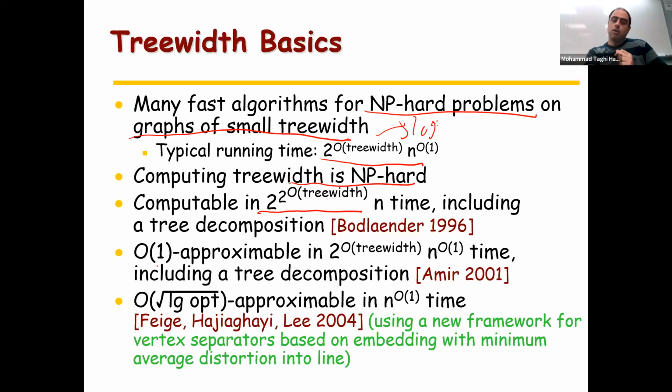And we don't know. If you want to get an order 1 approximation, actually you can get 2 to the Treewidth times n to the order 1. If you want to get a constant factor, you can actually do that. And both of them also give you the tree decomposition. But the best existing algorithm for that is the one that we have. This paper is actually cited quite a bit. This is order square root of log opt. Before us, it was a log n approximation. This one is a square root of log opt approximation in polynomial time.